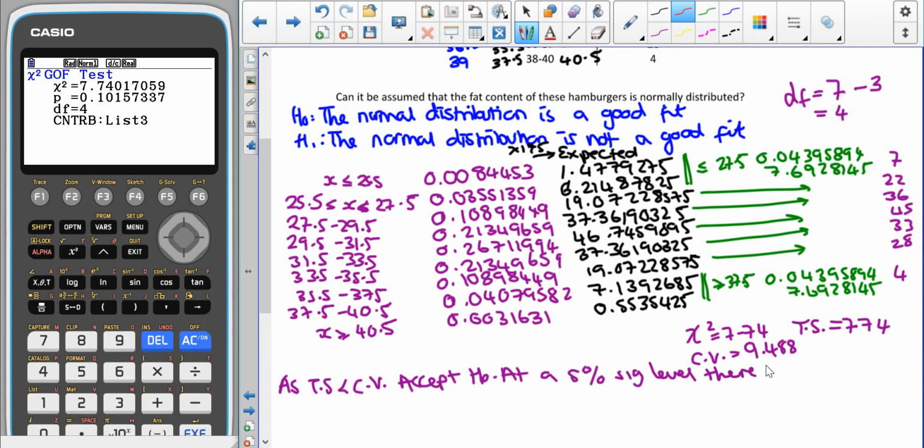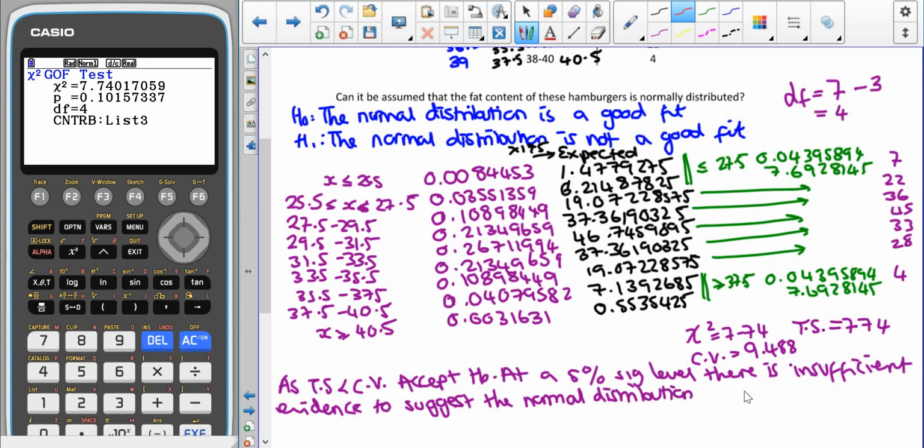There is insufficient evidence to suggest the normal distribution is a good fit. Sorry, is not a good fit, because we're writing about H1.